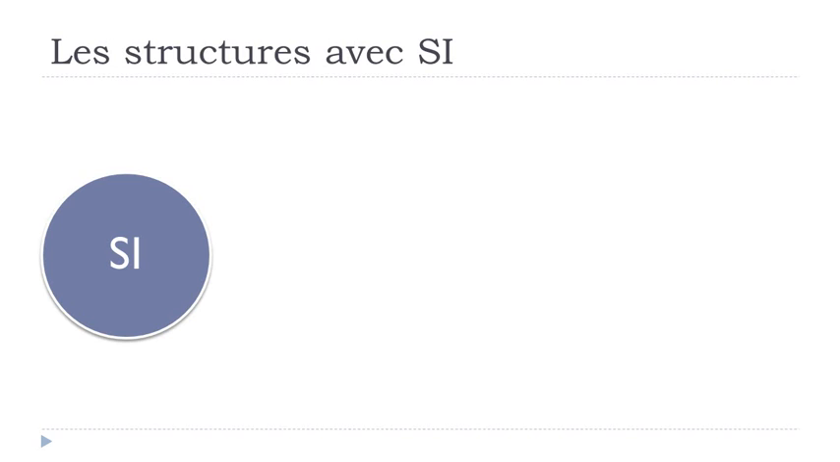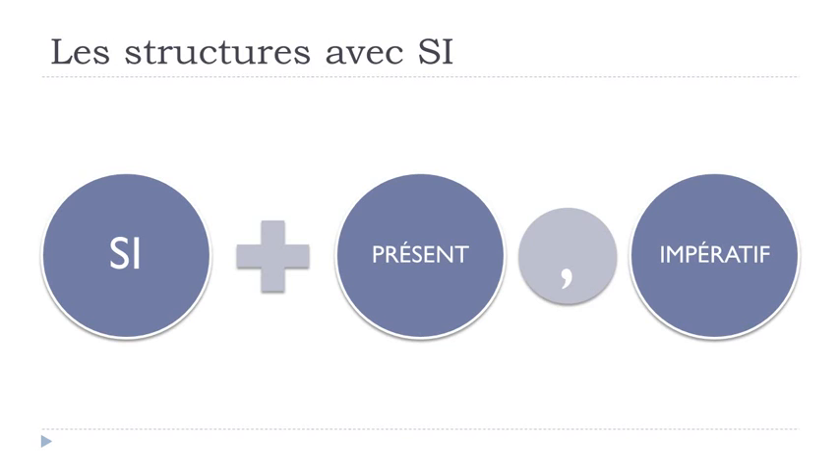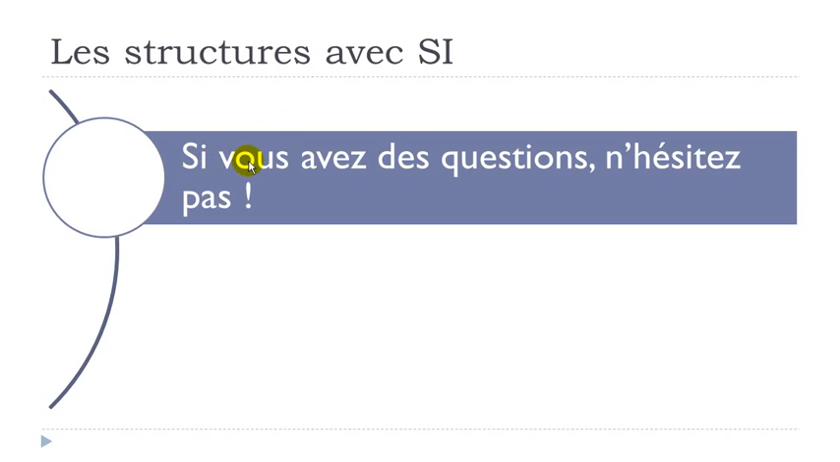We've got a second possibility if we want to express this idea, and it's si plus le présent, followed by l'impératif. Let's have a look now. The first one. Si vous avez des questions, n'hésitez pas. Okay? And it's quite common to use this structure. So, si vous avez des questions, avoir is to have. If you have des questions, some questions, n'hésitez pas, don't hesitate. Okay? And you can see that in that structure, we've got si, and then we've got the present form, and it's followed by l'impératif.